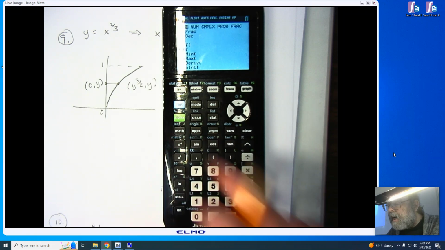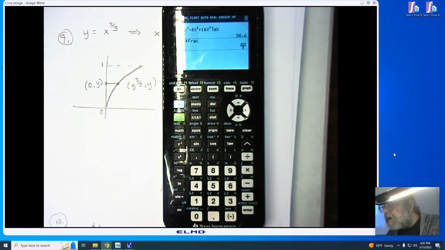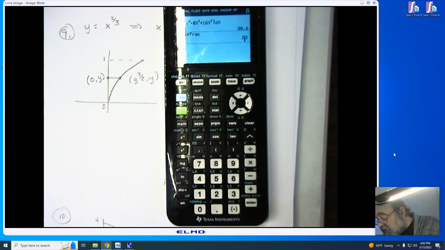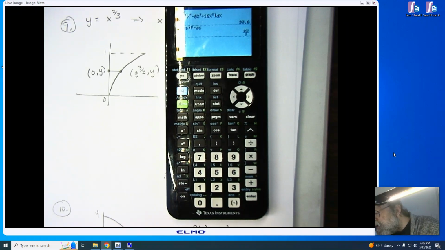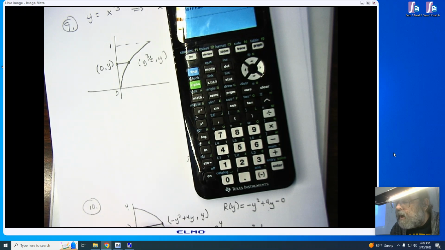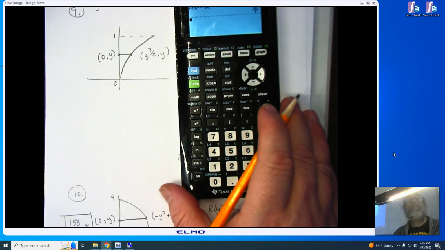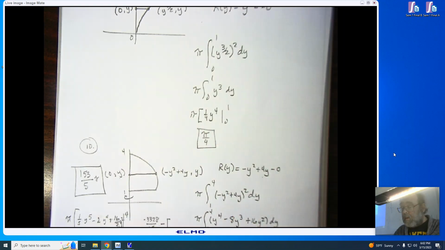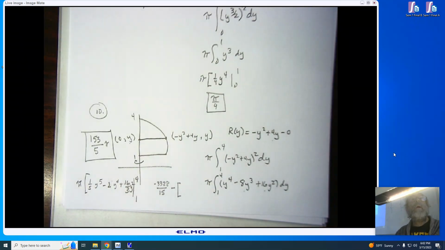Alrighty, I am not getting a negative anymore. Writing it as a fraction is 153, and it is in the fifths. So I'm actually getting a total of 153 fifths multiplied by pi. And that's the answer that you should end up getting. Alrighty, so there we go. This constitutes the end of part 1, numbers 1 through 10.